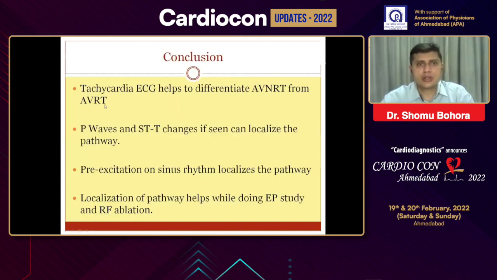So based on these, the tachycardia ECG helps to differentiate AVNRT from AVRT. P waves and ST-T changes, if seen, can localize the pathway. Pre-excitation in sinus rhythm localizes the pathway, and localization of the pathway helps while doing an EP study and RF ablation.